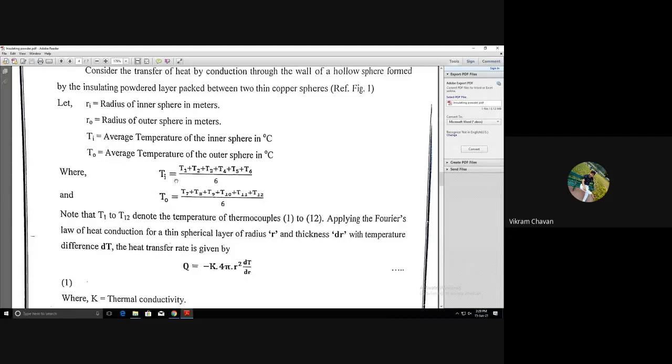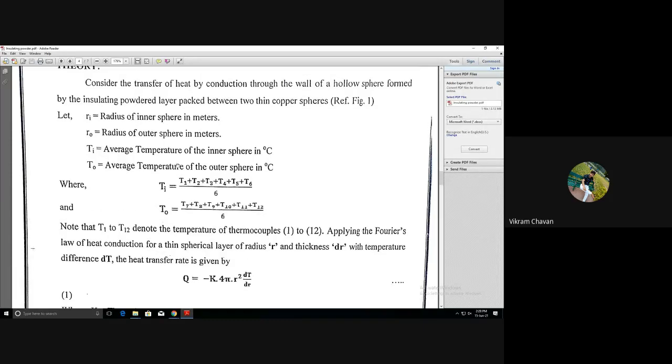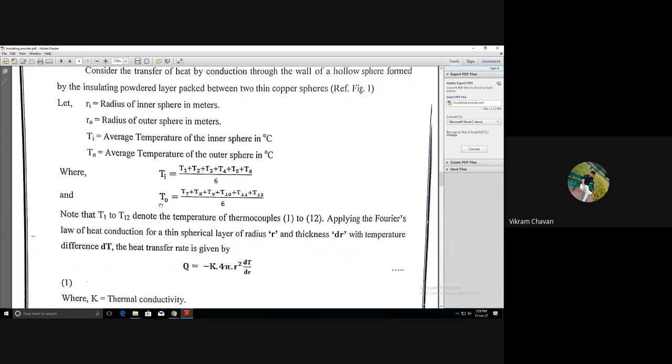First of all, we calculate the average temperature for the inner surface, Ti. Ti is equal to the addition of all the temperatures of the thermocouples placed on the inner surface divided by 6. That will provide you the average inner surface temperature. Then T naught will be the addition of all the temperatures measured by the outer surface thermocouples divided by 6. That will provide you the average temperature for the outer surface, T naught.